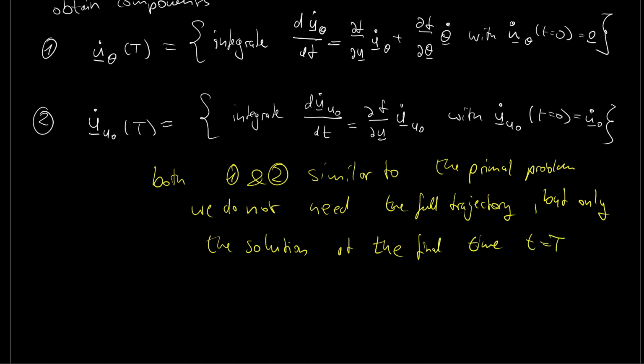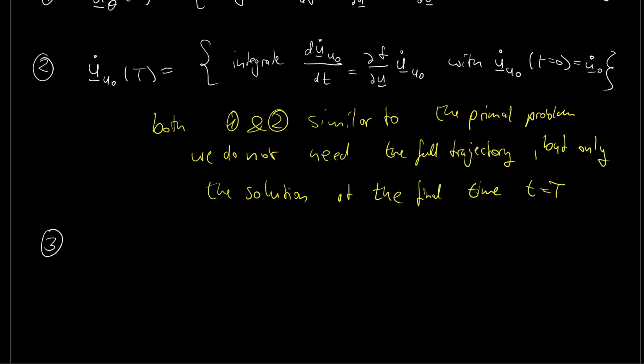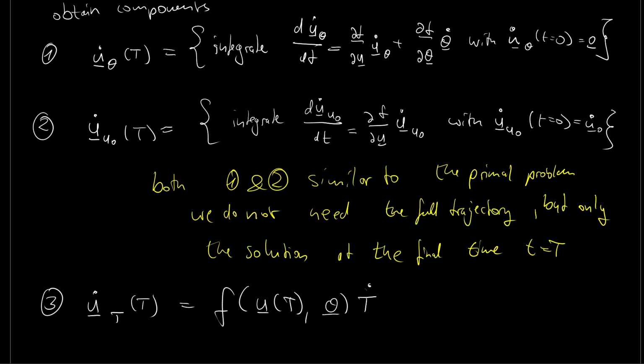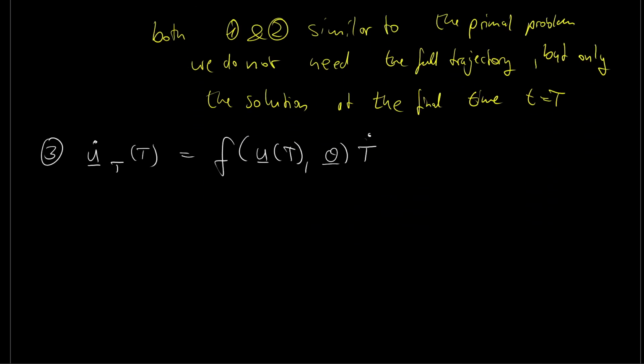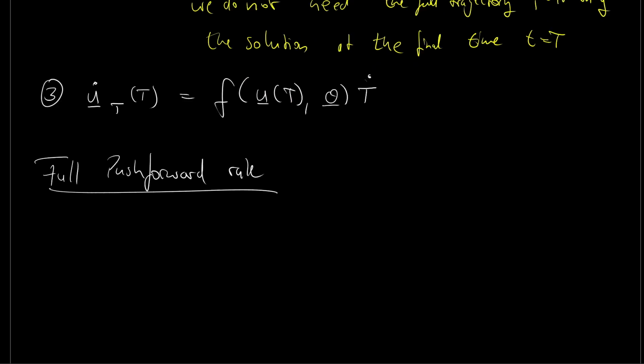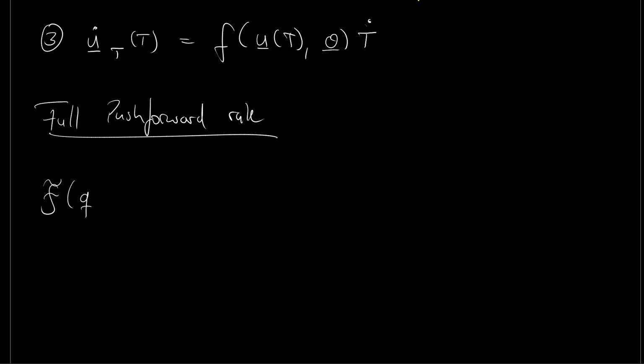Okay, then we have the third contribution, which is super straightforward. So point 3, the u at capital T contribution from capital T, is just the right-hand side of the original ODE evaluated at the final point, which we already have from the primal pass, and the theta vector, multiplied with T dot. And then based on these three auxiliary quantities, or intermediate quantities, we can write down the full push forward rule, and this allows us to forward propagate tangents over the final state ODE integration, or in other words, to forward propagate tangents over an evaluation of our neural ODE.